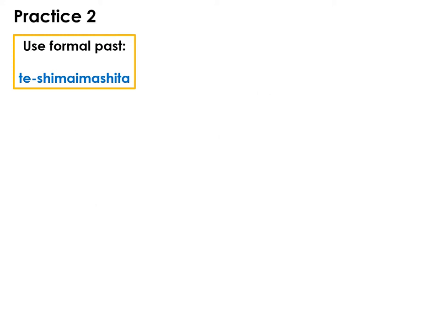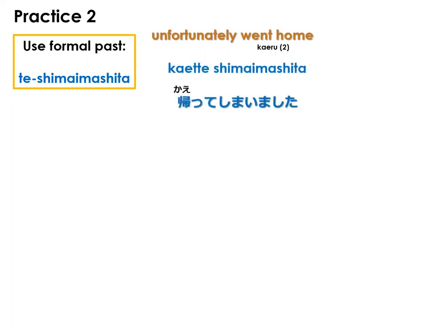In our next examples, please use the formal past of te-shimau, which is te-shimaimashita. First example, unfortunately went home. In Japanese, kaette shimaimashita. You say this when someone comes looking for somebody and that person has already gone home.